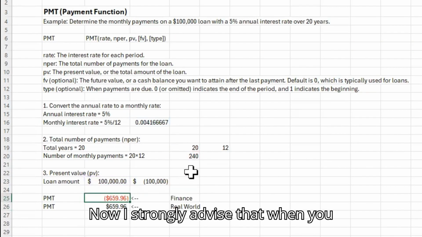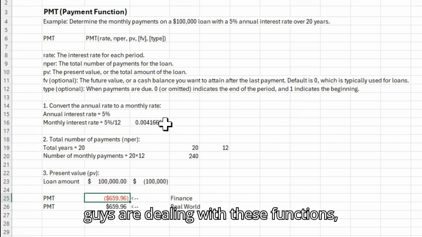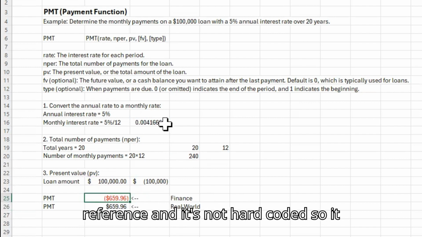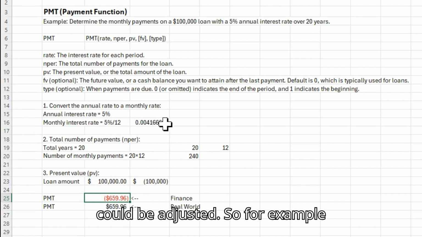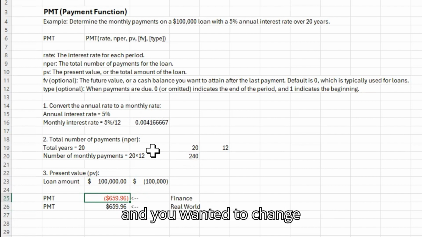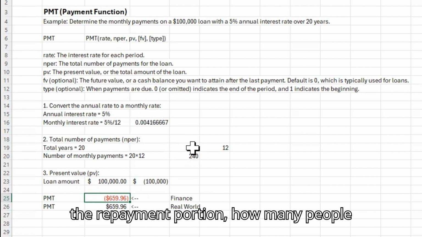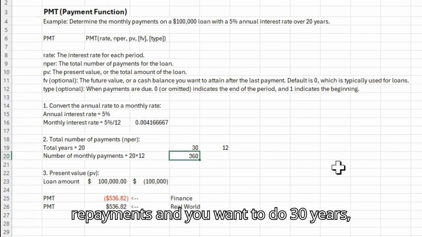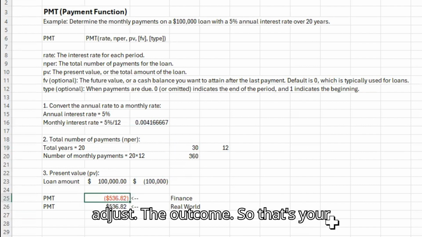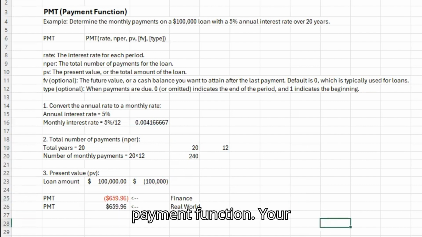Now, I strongly advise that when you're dealing with these functions, you create your data in a way that uses cell references and is not hard coded, so it can be adjusted. For example, if you were doing your monthly totals and you wanted to change the repayment portion, how many repayments, and you want to do 30 years, you just enter that in and your function adjusts the outcome. So that's your payment function.